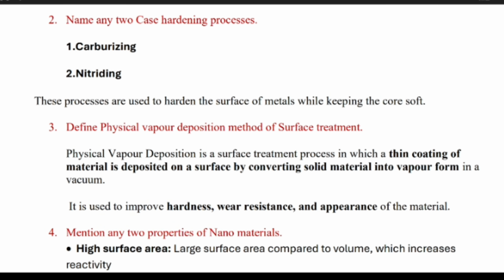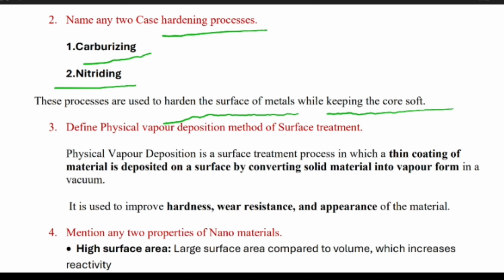Next, name any two case hardening processes. One is carburizing, the next one is nitriding. These are two main case hardening processes. In case hardening, we harden the surface of the metal while keeping the core soft. We have to keep the metal soft inside, and that purpose we use the case hardening process.